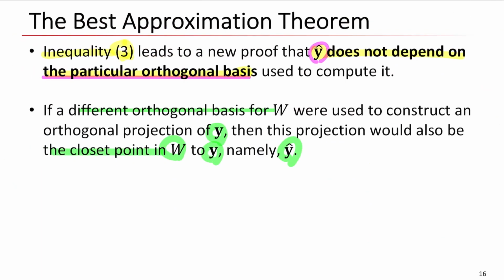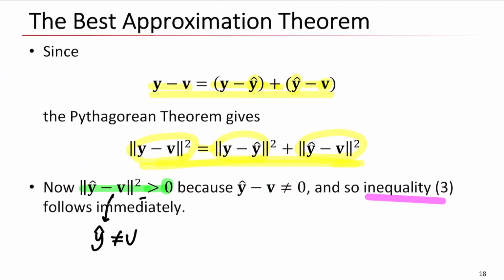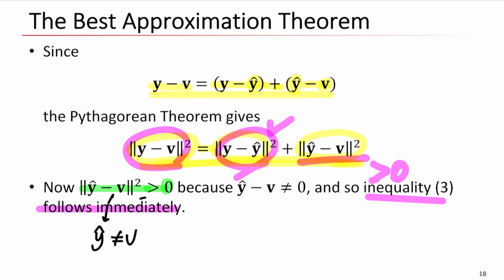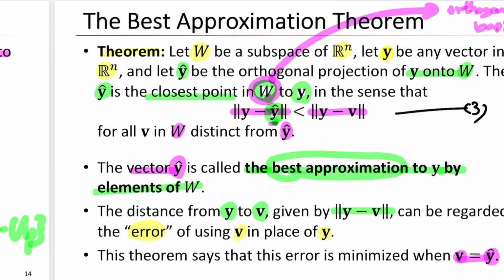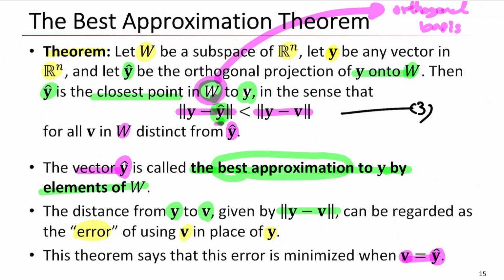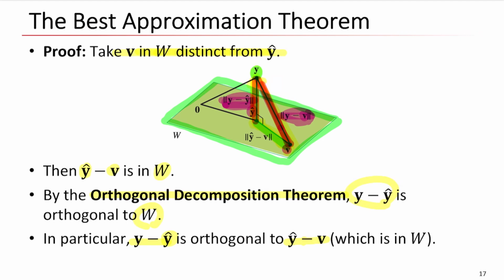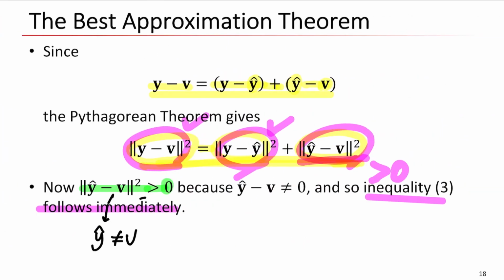So inequality 3 follows immediately. Why? Because this is larger than 0, when we compare this one and this one, this term should be smaller than this one. Why? Because this term is larger than 0, right? So by using this proof, we can say that this inequality is always true. Okay, so this is the proof of the best approximation theorem, right?